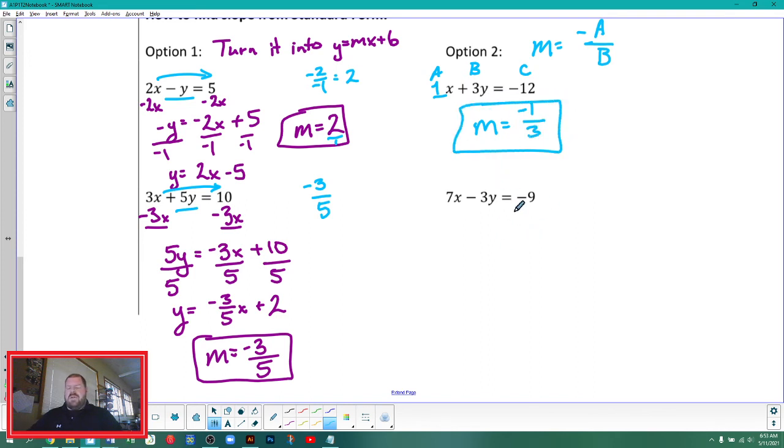So this can be a shortcut, even though I've talked about it a lot. Shortcuts always come from making assumptions based on doing something multiple times. Okay, on this one, the number multiplied by x is 7, so I want negative 7. The number multiplied by y is negative 3. Negative 7 over negative 3 is the same as 7 over 3.